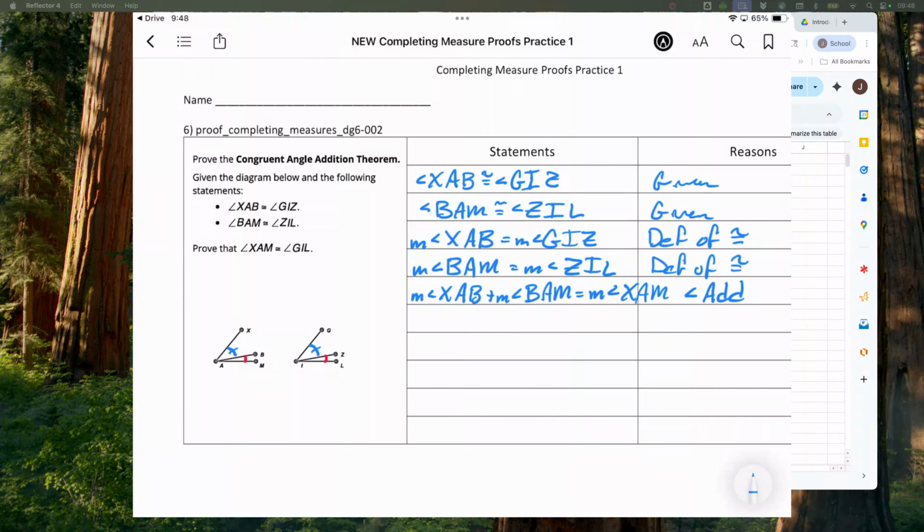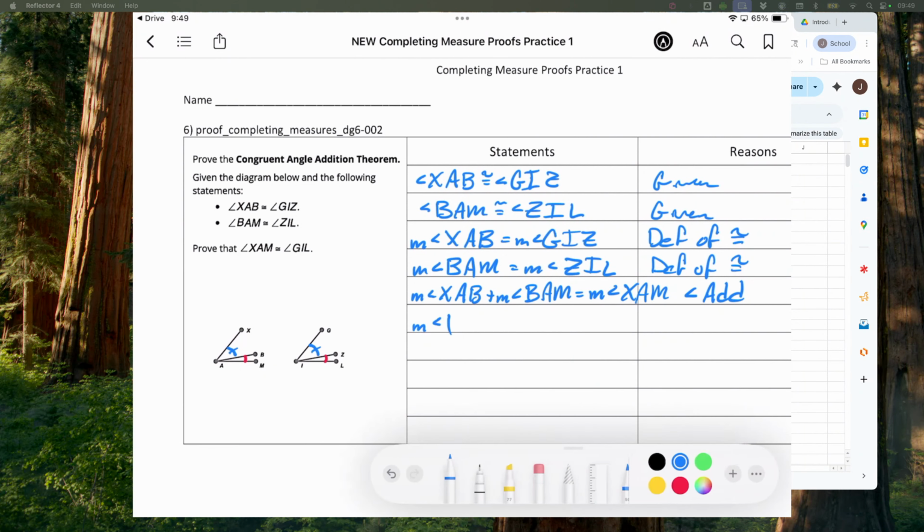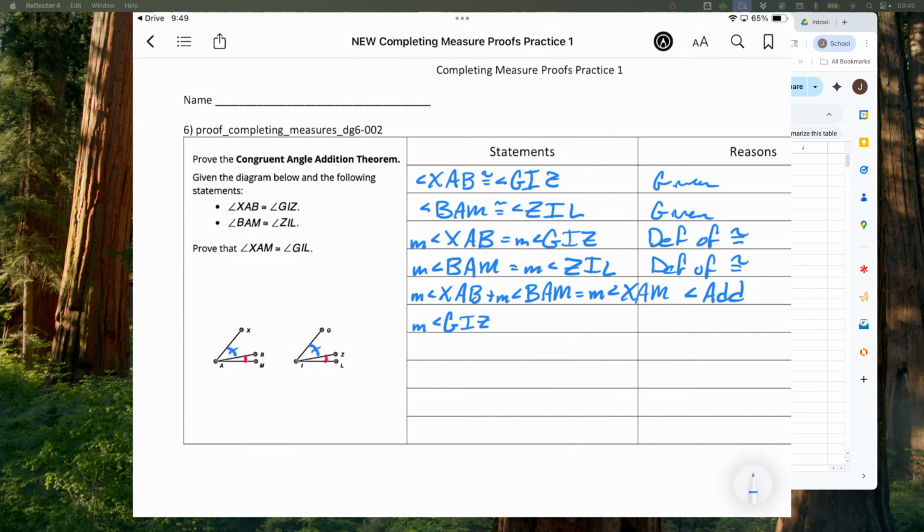And then on the right, the measure of angle GIZ plus the measure of angle ZIL is equal to the measure of angle GIL. That's also angle addition.